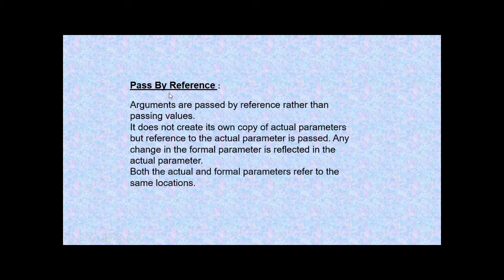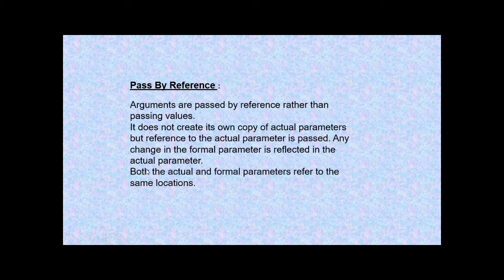So the next method is pass by reference, or call by reference. Here you can see that the arguments are passed by reference rather than passing values. It does not create its own copy of the actual parameters, but a reference to the actual parameter is passed. So what will happen? Any change in the formal parameter will be reflected in the actual parameter.